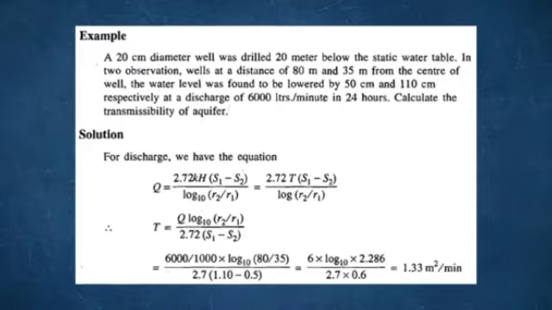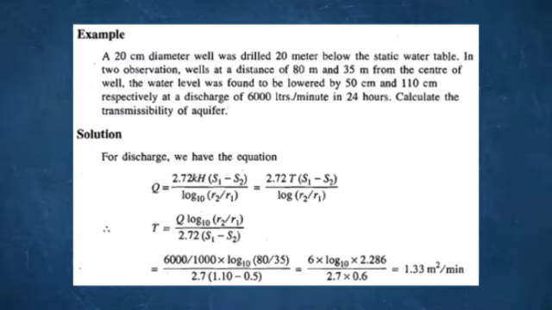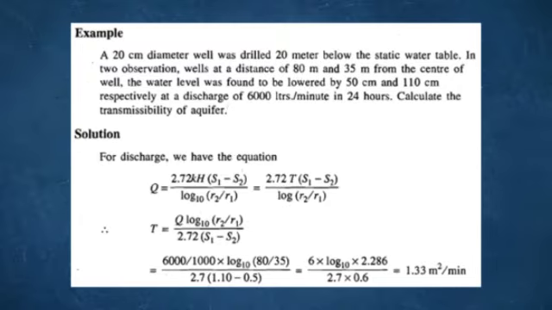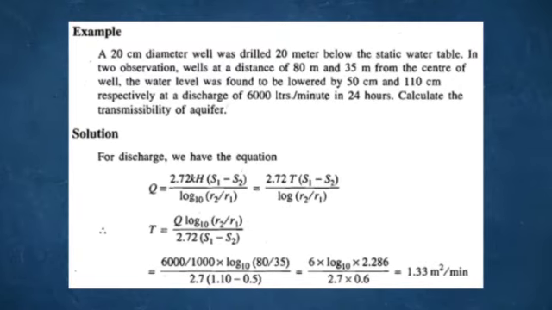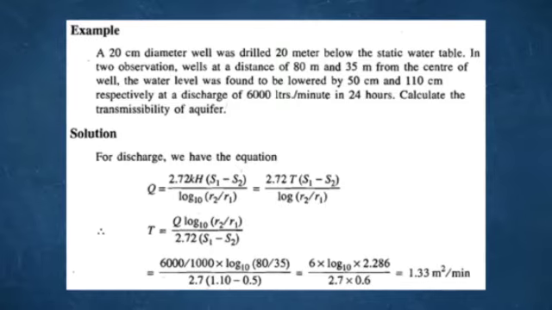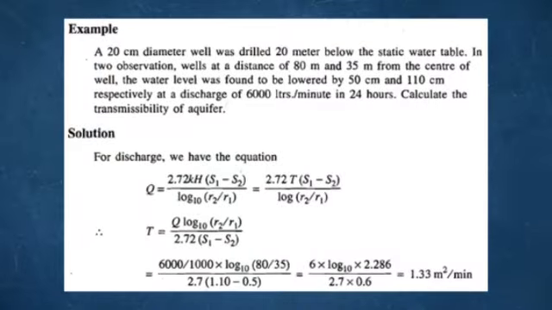So here the formula is Q = 2.72 K H (S1 - S2) / log10(R2 / R1). We place T in place of K into H. So T = Q log10(R2 / R1) / (2.72 (S1 - S2)).